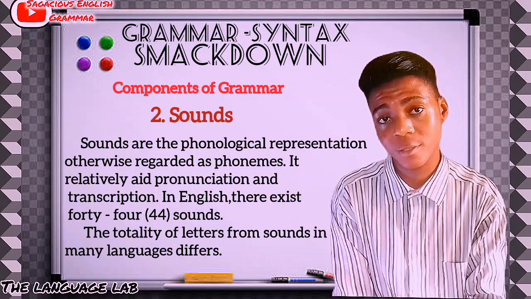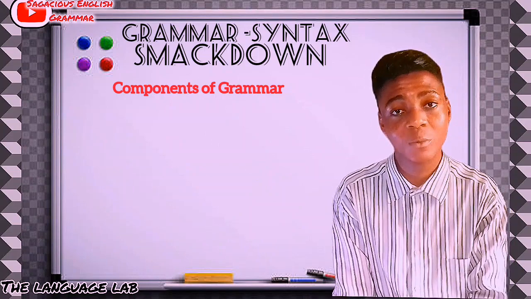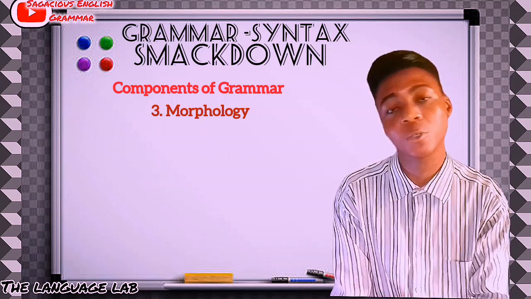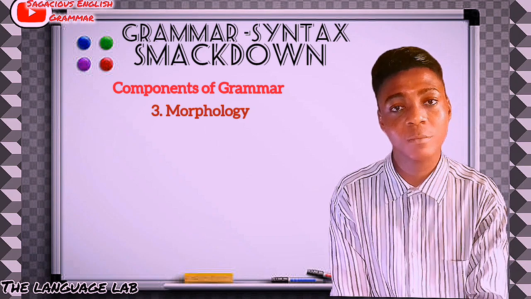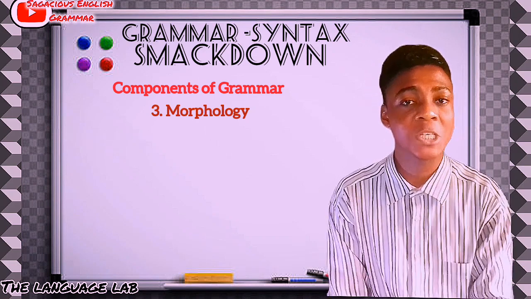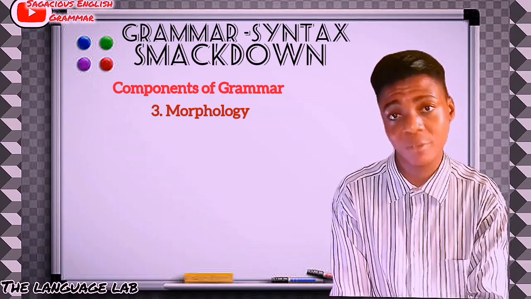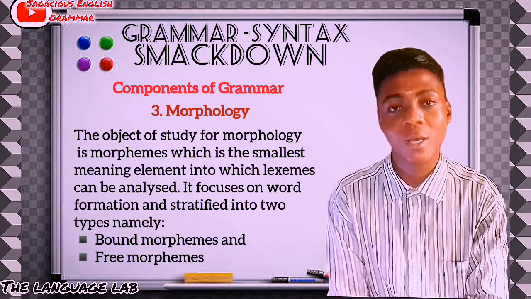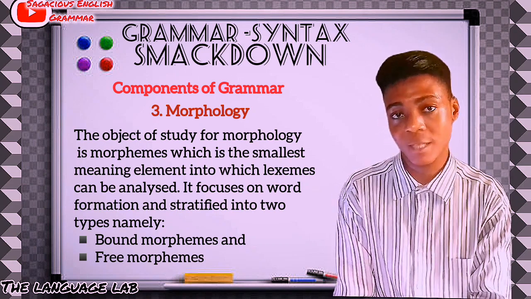So sounds enable us to pronounce words and transcribe, while letters enable us to spell our thought or words. The next I'm going to be talking about, which falls under the grammar of the language, is morphology. Morphology is a concept on which I could actually use about 10 to 15 minutes to explain before stopping. But briefly, morphology has to do with the word formation process. There are two types of morphemes, which are the bound morphemes and the free morphemes. In my adjacent video, I'm going to be explaining that.